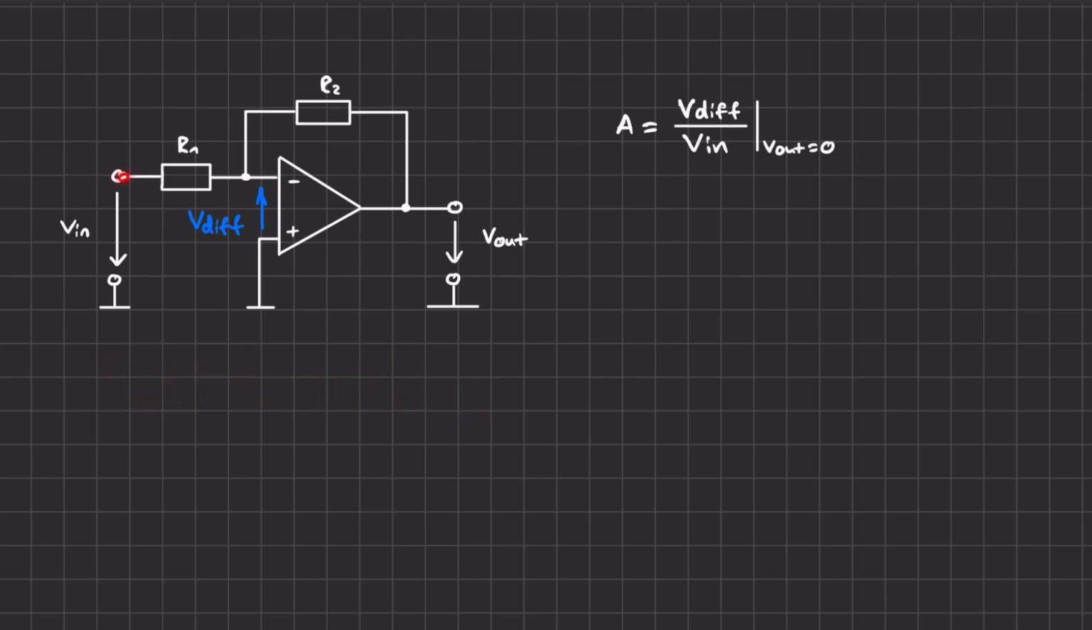But the current that flows through the resistor 1 is the same that flows through the resistor 2, because no current can flow into the operational amplifier because we assume it to be ideal. So what we get is that the input voltage is just the current times the resistor 1 plus the resistor 2. For the differential voltage, we can go this loop over just the resistor 2.